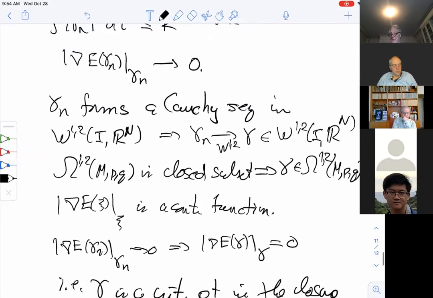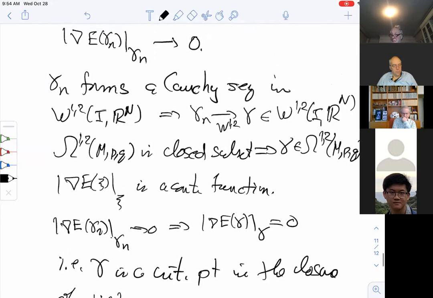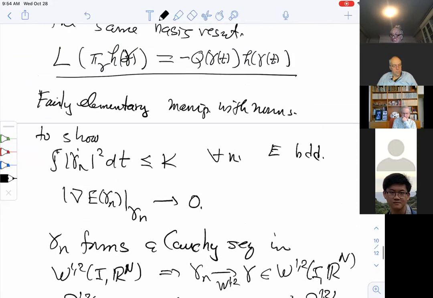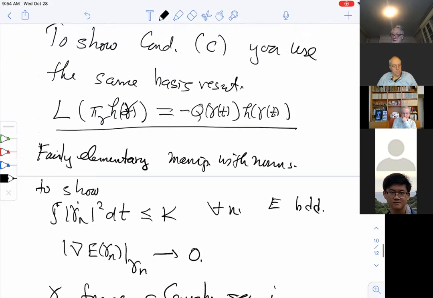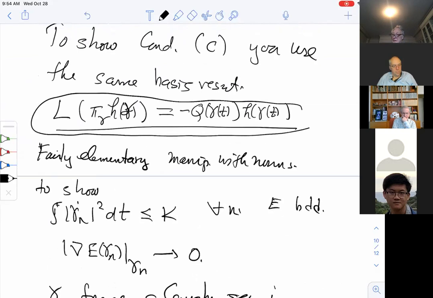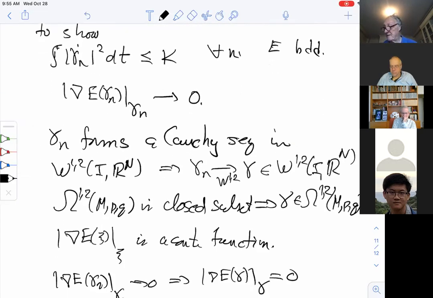Once again, you have to do some elementary manipulations with the norms, but the key result is this formula for the derivative of the projection of H sigma onto the set of paths, the W12 paths inside L2, given by a formula like this, with Q being a smooth operator on the manifold. All right, well, that uses up my time. And I will start with Bott periodicity next week. Questions?